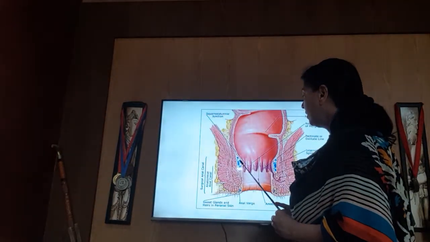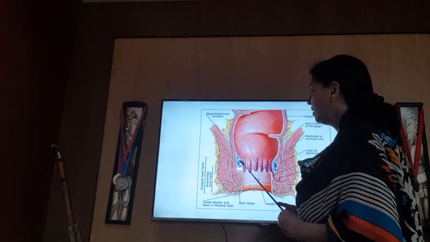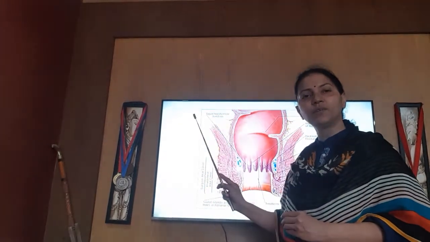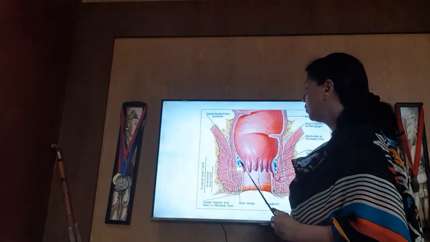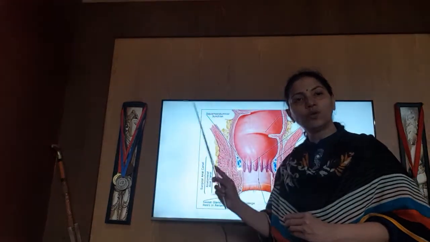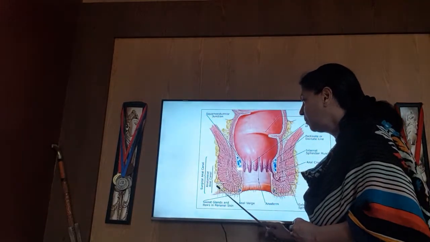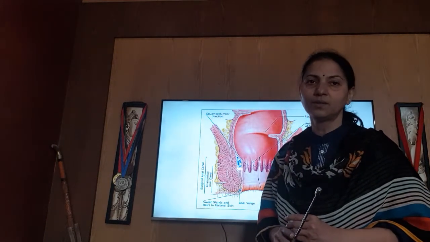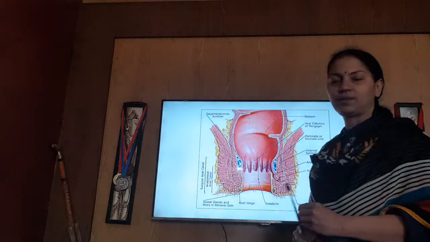So there is a difference between the internal and external. This is going to drain into the inferior mesenteric vein. The inferior mesenteric vein goes into the portal vein, and thus all the blood drained by this internal plexus is going to the portal circulation, but the blood drained by the external plexus goes into the systemic circulation. The lower part is drained by anal veins.